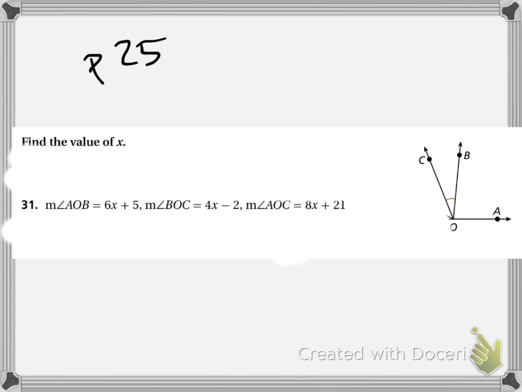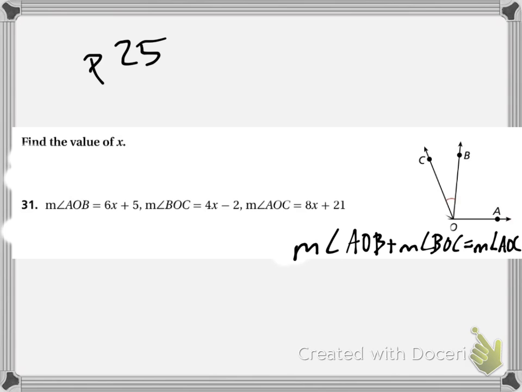So the measure of angle AOB plus the measure of angle BOC equals the larger combination of those two angles, the measure of angle AOC.